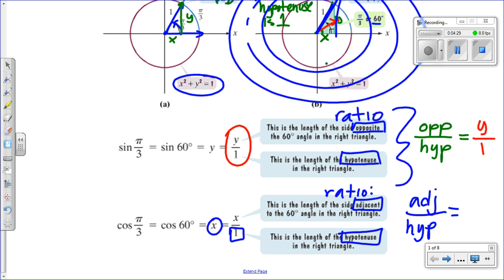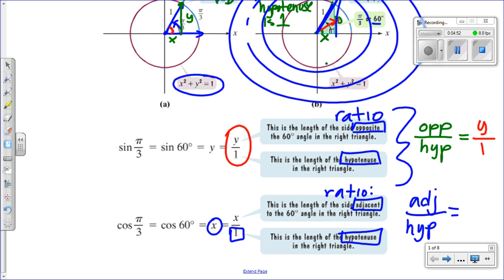So the adjacent side to this angle, I will point it out to you with this triangle here. The adjacent side to this angle is going to be one of the sides that makes the angle. And it's not the hypotenuse. So which one do we have left?